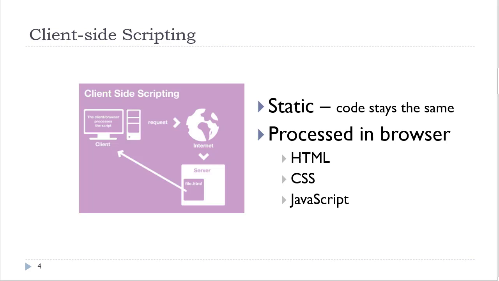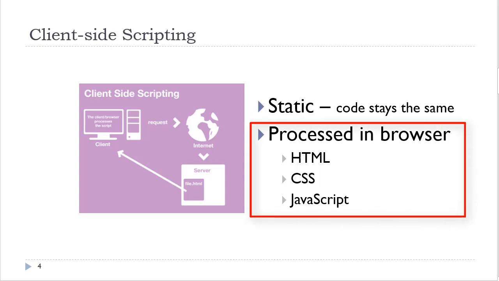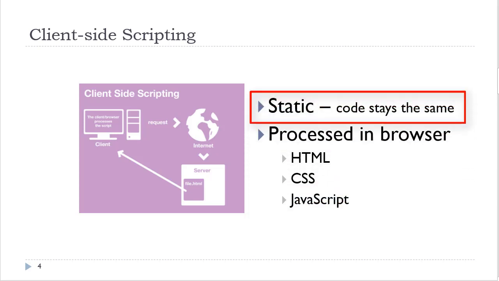Let's take a look at what we mean by client-sided scripting or a client-sided language. We have three popular web languages: HTML, CSS, and JavaScript. They are client-sided languages. They are processed by the browser. The browser reads the code and interprets the code and displays the result in the browser. These are called static because the code we write does not change. If you look at the view source, that code is the same as the code in your editor.